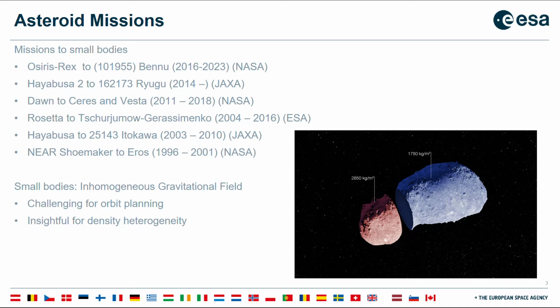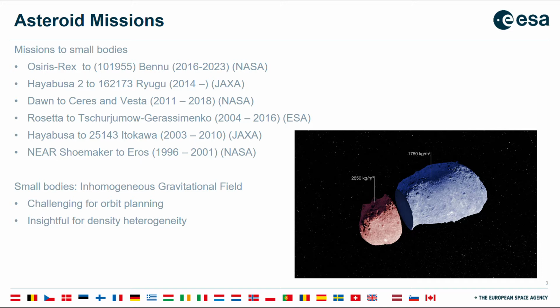And all of these have in common that they go to small bodies, which often have an inhomogeneous gravitational field. So even though they're too small to undergo internal differentiation, they still have density fluctuations, and often they're not even spherical, because the gravitational pull wasn't strong enough to pull them into a spherical shape. So this is of course challenging for orbit planning, especially if you want to go very close.